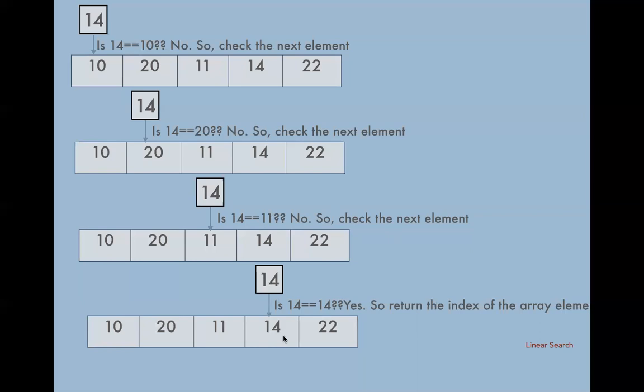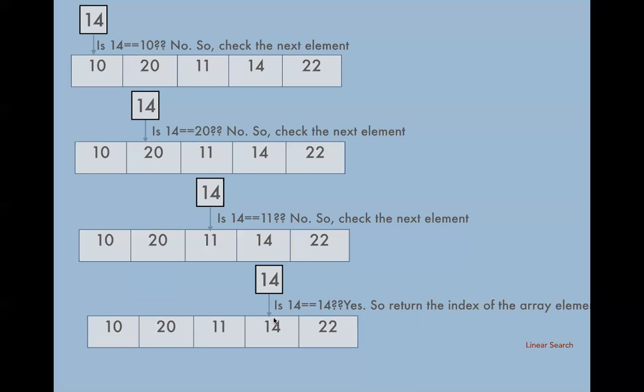Right? Is this clear? We have a key element called X which needs to be searched in the array. I will have to compare the key, or the searching element, with the first element of the array. If both of them are equal, return the index. Otherwise, compare X with the second element. If they are equal, return the index. Otherwise, compare X with the third element. If they are equal, return the index. Otherwise, compare X with the fourth element. If they are equal, return the index.